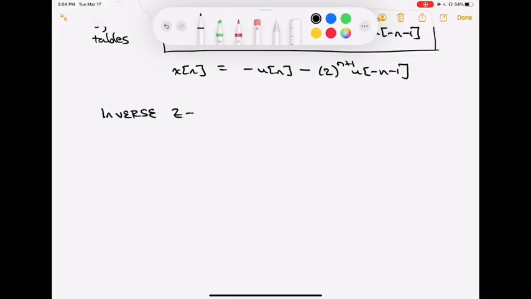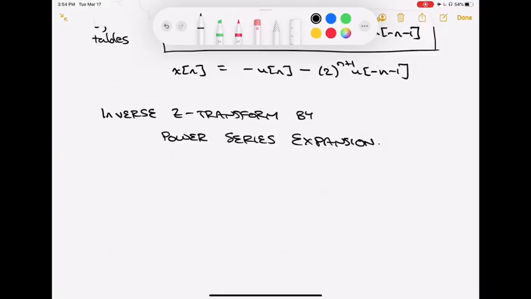So we're going to look at the inverse Z transform by using this method, what we might call the power series expansion method, or just power series expansion. If you remember what a power series expansion is, a Taylor series is a form of power series expansion. It turns a function, call it X(z) or whatever transform you have, into a sum of polynomials.